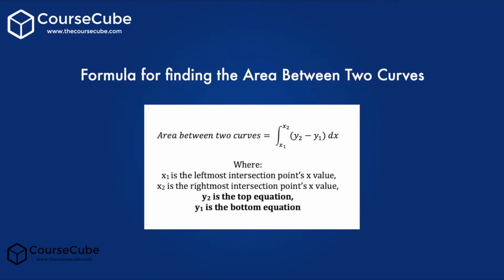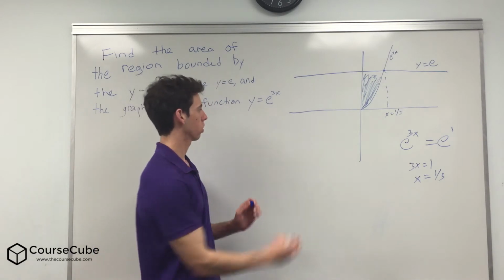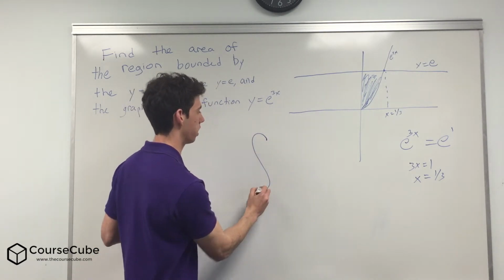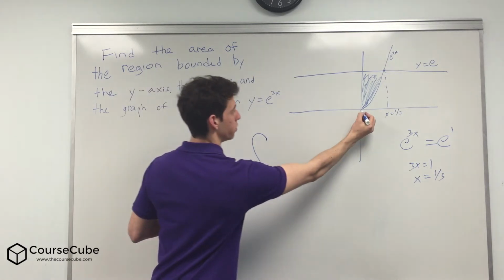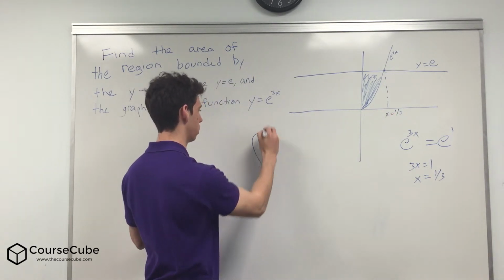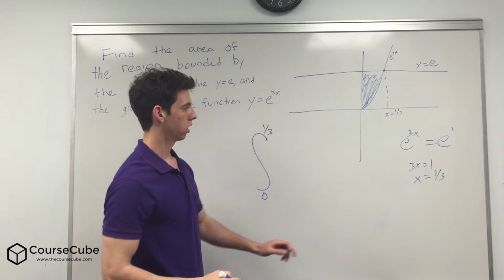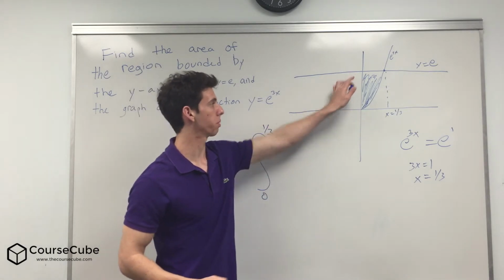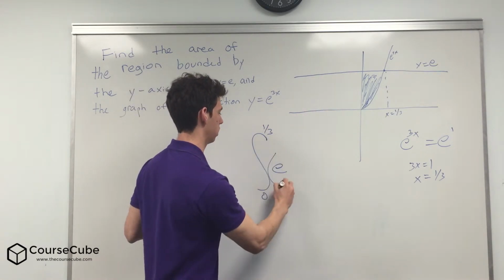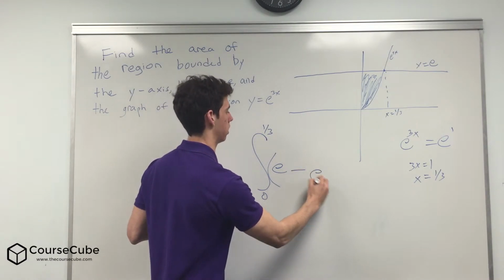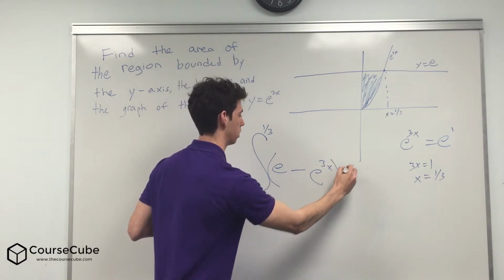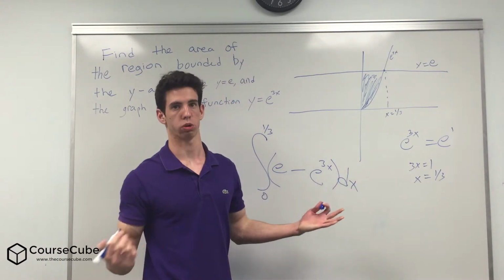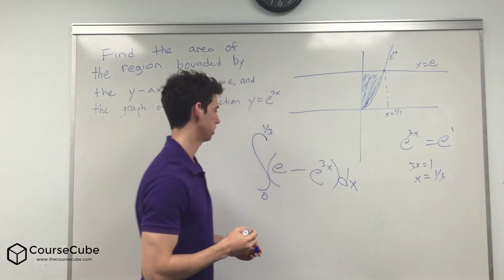And so we're going to take the integral of the formula of the top curve minus the formula for the bottom curve. So let's write that out. We're going to take the integral from 0 to 1/3. Inside it's going to be the top curve, e, and we're going to subtract e to the 3x. And this is all with respect to x. We're going along the x-axis here.